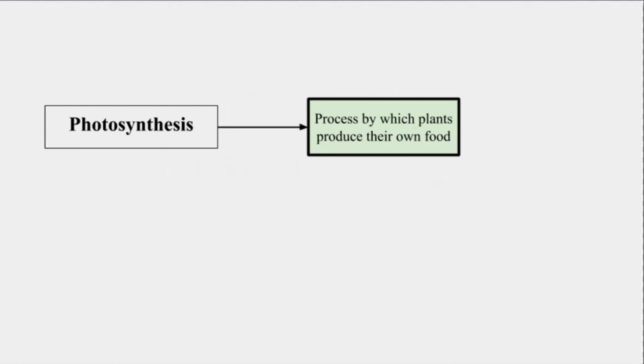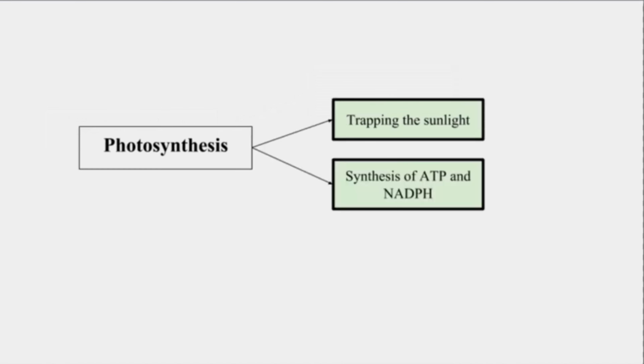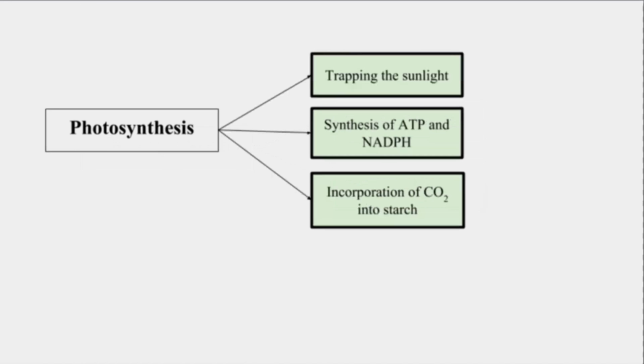Functions of chloroplasts. Chloroplasts play an important role in the process of photosynthesis. It is a process by which plants produce their own food. Chloroplasts help in this process in three ways. That is, by trapping the sunlight, by synthesis of ATP and NADPH, and by incorporating CO2 into starch.